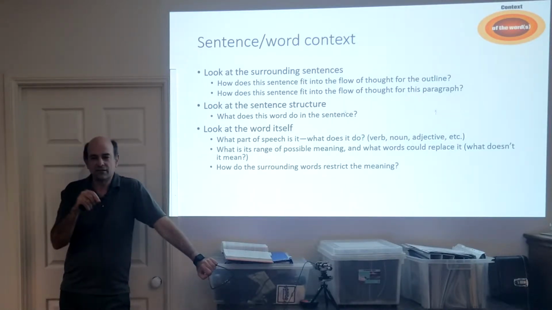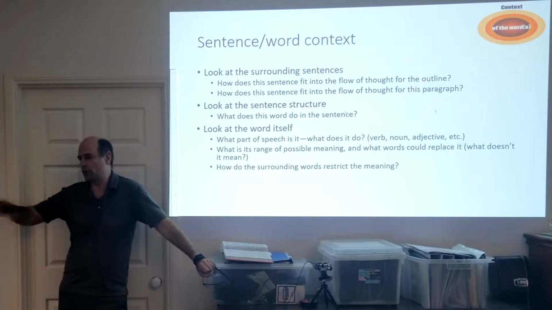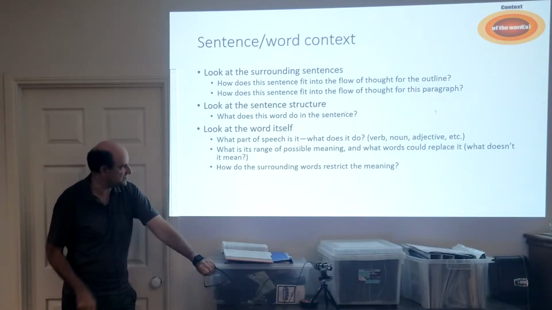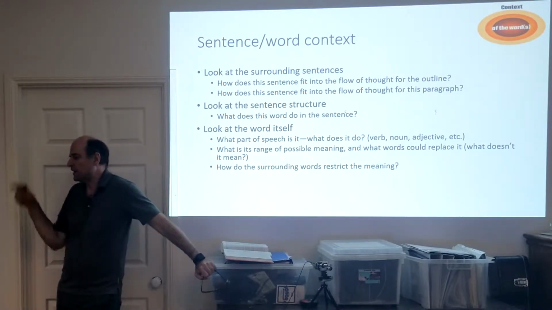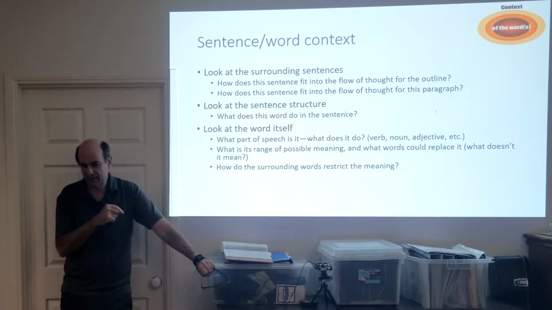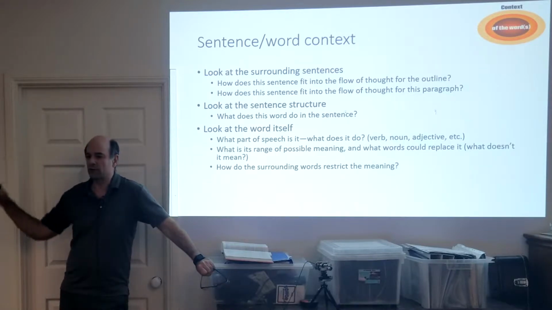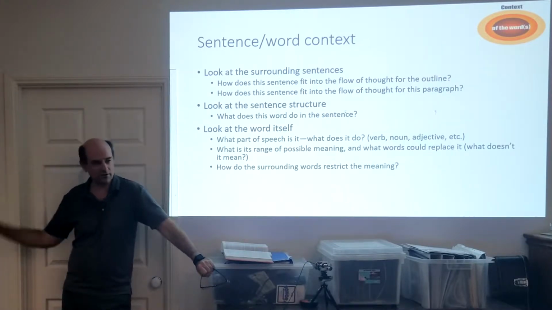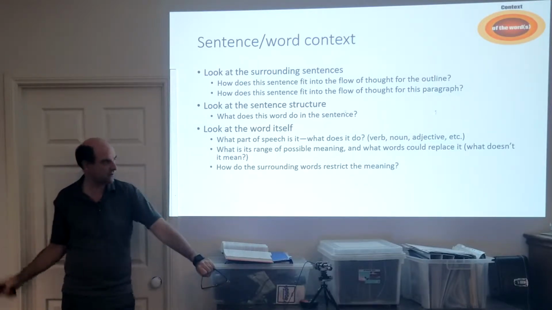Could they? That constrains the meaning of the word for slave. It means a slave isn't just a servant. It's not one word for somebody who serves you. A slave is a specific type of thing. And how do the surrounding words restrict the meaning? So in this case, the word slave is restricted by the fact that it's talking about households. So we know that it's a household slave because of the surrounding words in that paragraph. Okay?